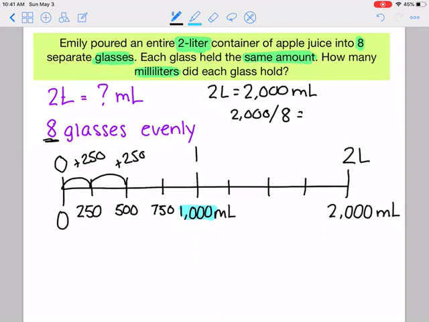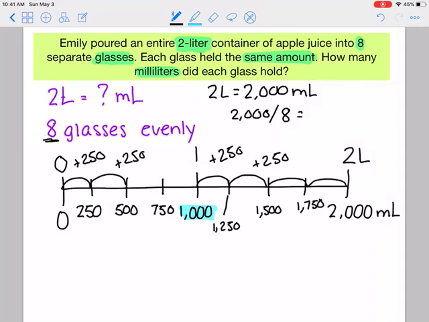So we're going to keep going. So if I went from 1,000 to here, I'd be adding 250, and I'm actually going to erase my milliliters because I'm going to run out of room. So you would get 1,250. If I added another 250, I would get 1,500, and then 1,750.